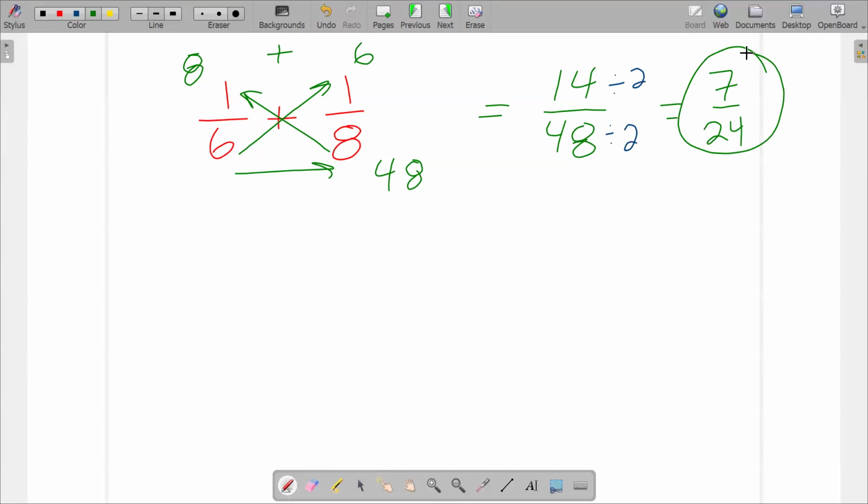So you multiply each cross? Yeah, so what you do is you multiply the denominators, and then you cross multiply the denominators into the numerators. And it works for addition or subtraction.